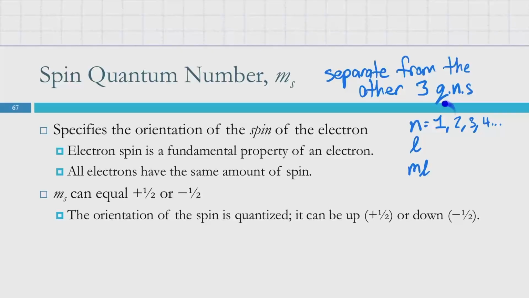So n is an integer, or counting numbers, starting from 1 and counting up. L goes from 0 to n minus 1. M sub L is negative L to positive L. These three are all related to each other, and the spin quantum number just has two options.